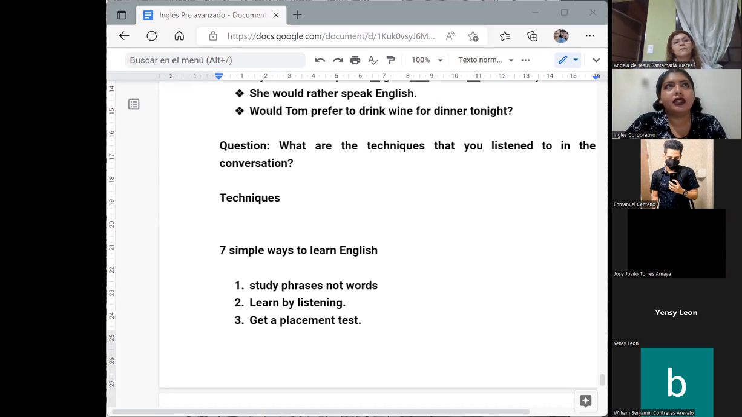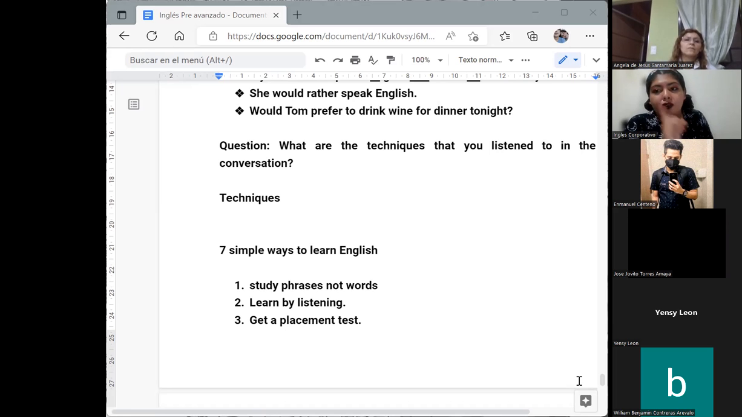If you like to write stories, you need to begin writing stories in English. And if you like to play video games, you need to play video games in English. And all of the things that you like to do, because you're going to enjoy it. So that is a very, very good advice. And thank you, Emmanuel, for that advice because it's very, very important also.